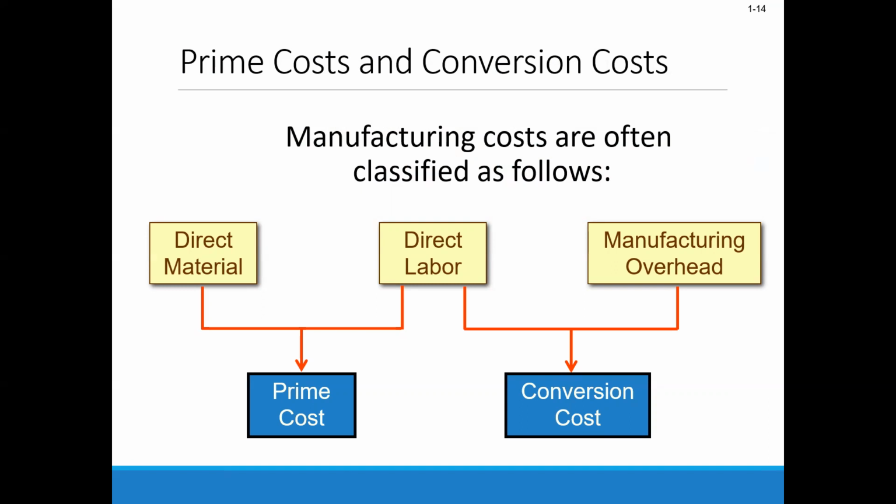Not now. There are prime costs. Prime costs are direct material and direct labor. So if you get a question, what are prime costs? You know it, direct material, but you can go find it. Direct material, direct labor. What are conversion costs? Direct labor and manufacturing overhead. Okay.